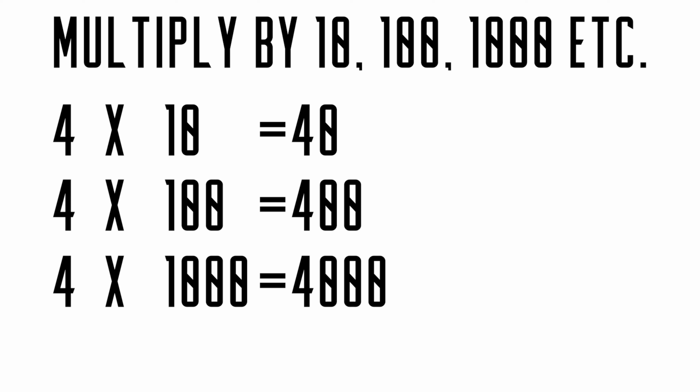When we multiply by 10, we add a 0 onto the end of our number. Multiply by 100, we add 2 zeros onto our number. If we multiply by 1000, we then add a further 0, so 3 zeros to the end of our number.